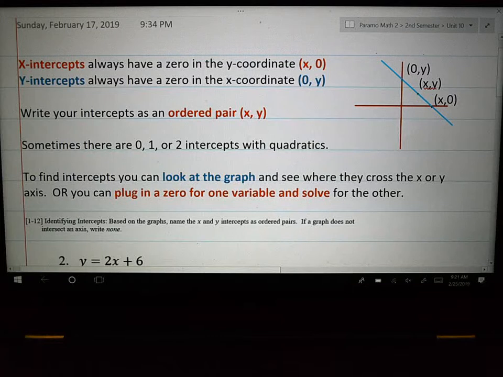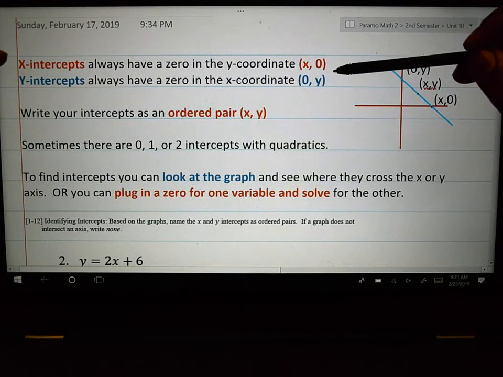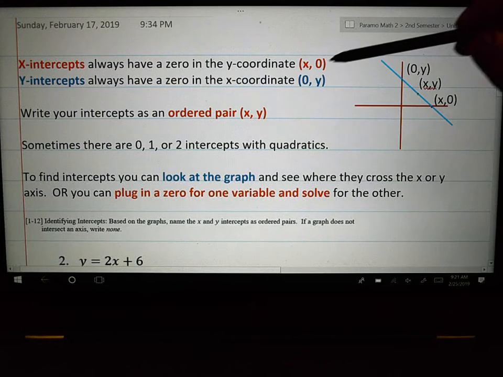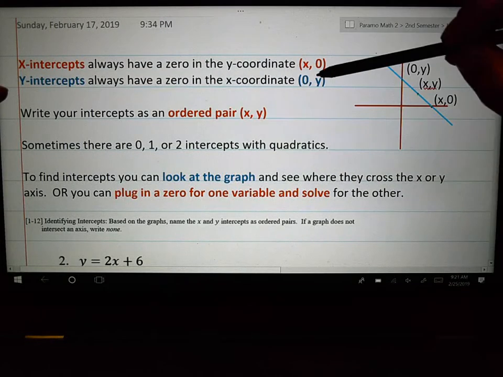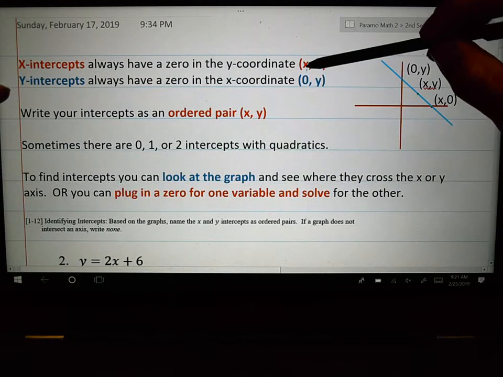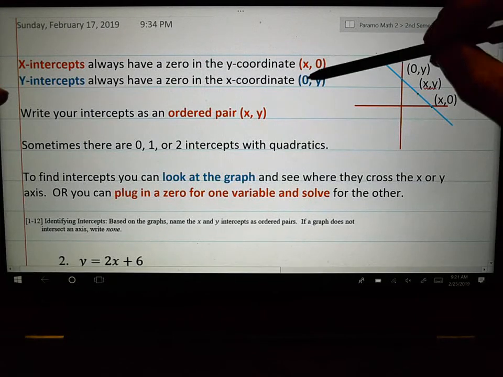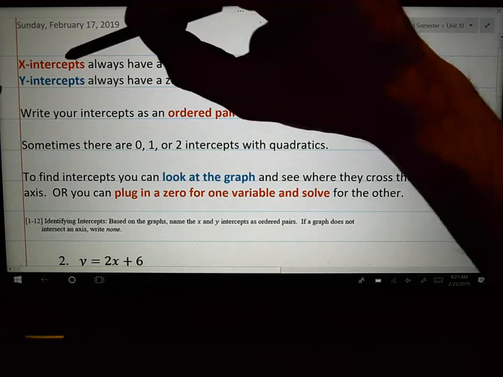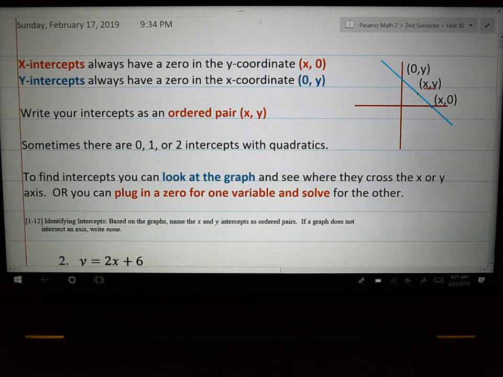This is important because if you ever want to find the X-intercept, all you have to do is plug in 0 in for your Y value. If you ever want to find the Y-intercept, all you ever have to do is plug in a 0 in for your X value and figure out what is your Y. Knowing which one is which will help you figure out what you're finding.